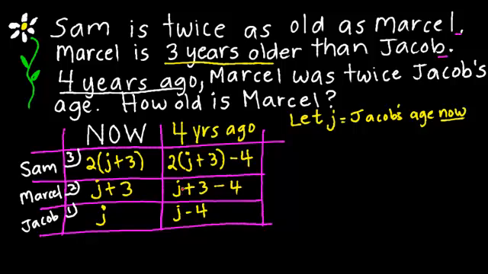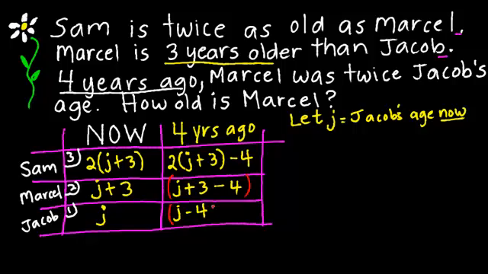The one piece of information that they did give me, though, was that Marcel was also twice Jacob's age. So this right here, which is the expression for his age 4 years ago, is equal to twice Jacob's age.